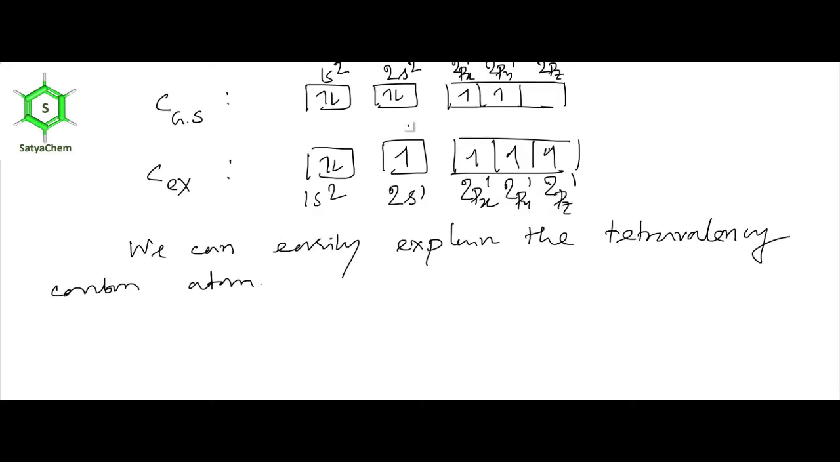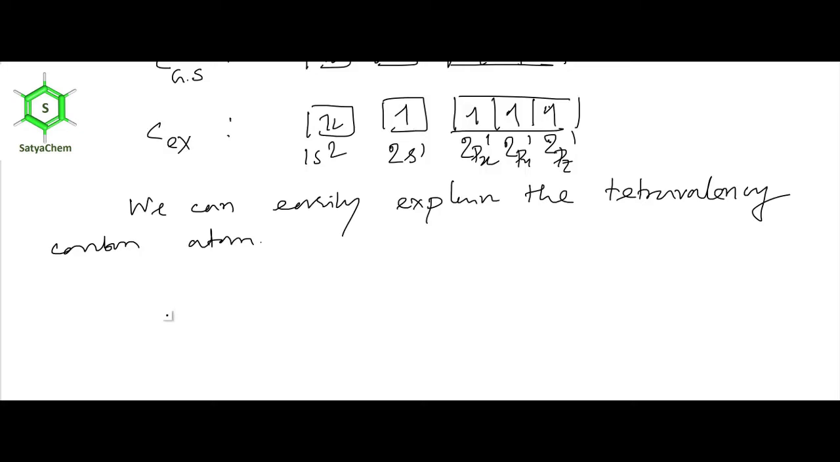But in methane we have 1 carbon and 4 hydrogen. The electronic configuration of hydrogen is 1s1. So with this we can easily explain the tetravalency of carbon atom, but we can't explain the equivalence of the 4 CH bonds in methane. What do you mean by equivalency of 4 CH bonds? I mean that all 4 CH bonds are equivalent. Their bond lengths are the same.